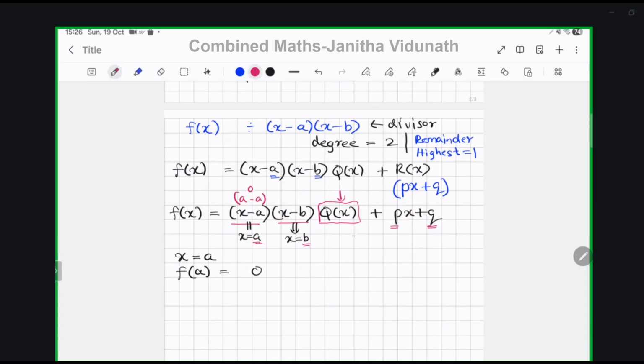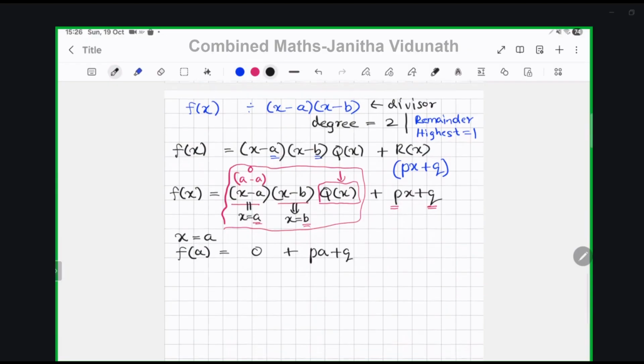Then the whole term will become 0. 0 plus, from here we get p times a plus q. That means we can take f(a) is equal to p times a plus q. This is our first equation.